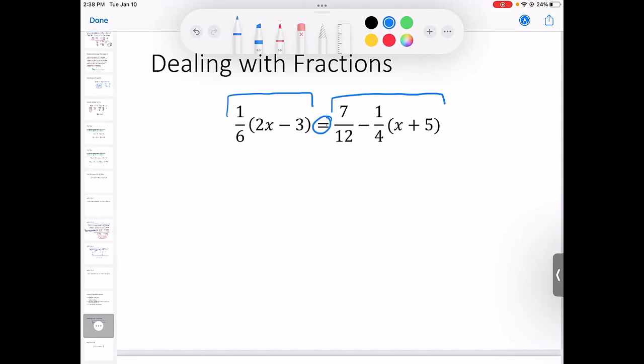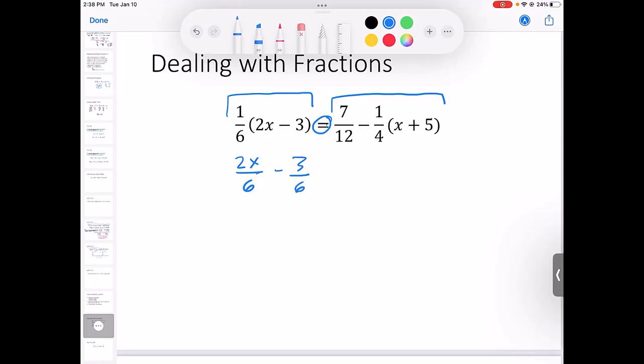So we can simplify these expressions by multiplying and distributing the numbers that are outside of the parentheses. So if I have 1/6 times 2x minus 3, I can distribute this out and do 1/6 times 2x as well as 1/6 times negative 3. So when I do 1/6 times 2x, I get 2x over 6. And when I do 1/6 times negative 3, I get negative 3 over 6.